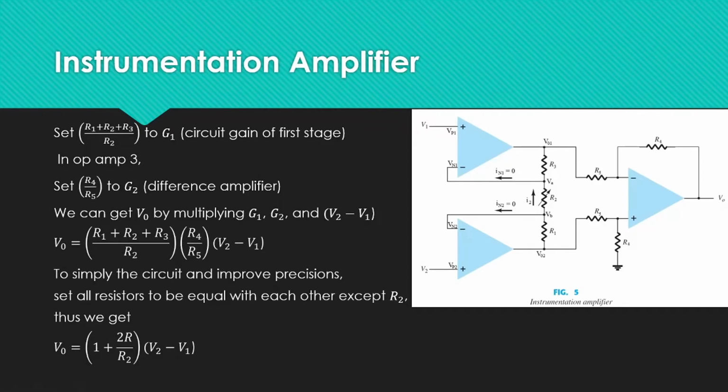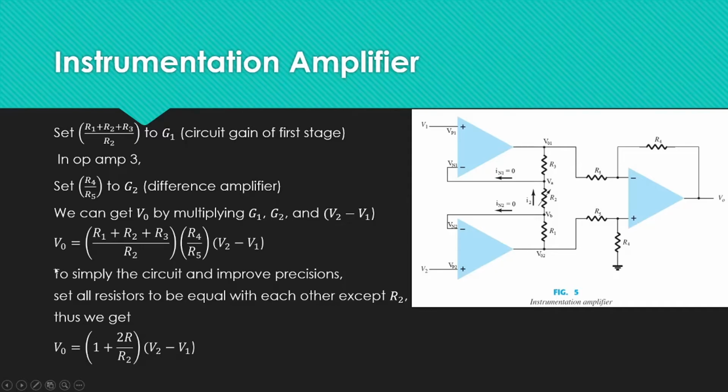So we can set R1 plus R2 plus R3 divided by R2 as G1, the circuit gain of the first stage, which includes op-amp 1 and 2. The third op-amp is a difference amplifier that amplifies VO2 minus VO1 by a gain factor G2 given by G2 is equal to R4 over R5. Therefore, to get VO, we multiply G1, G2, and V2 minus V1, so we get VO is equal to R1 plus R2 plus R3 over R2 times R4 over R5 times V2 minus V1.